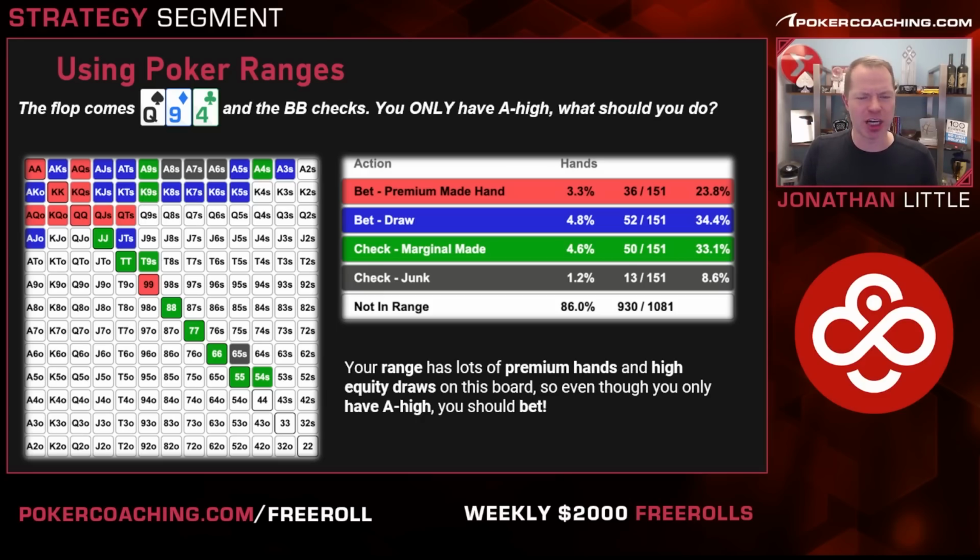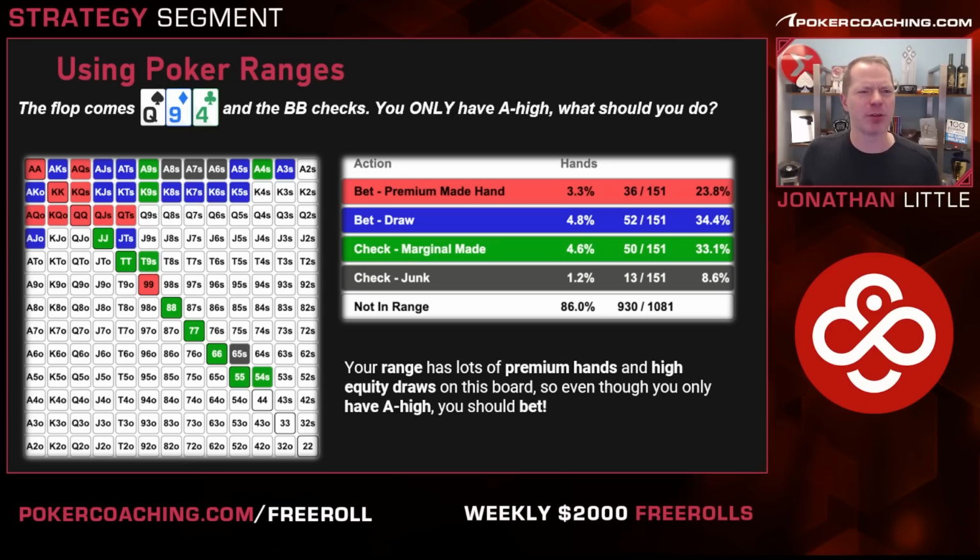And then you have junk. Junk is just hands that have relatively little chance to improve. You're probably okay checking it down and seeing where it develops. Now, there is a fine line between marginal made hands and junk. For example, pocket 5s and ace 8 suited. These are actually kind of the same because they both don't really love it if you check it down or if you bet and get raised.